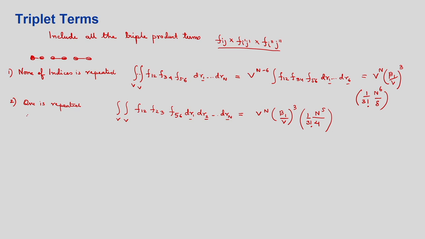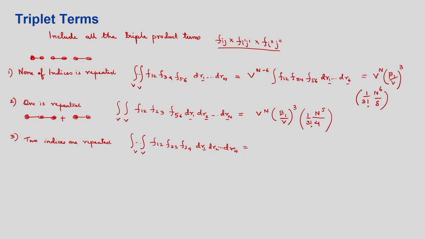So I can write down this expression as something like this in cluster function, plus, so this is one term plus, because these 3 are, why are they connected? Because 1, 2, 2, 3, they are common to each other, and F56 is separate, this one is repeated. Now here, let us write the third one, 2 is repeated, 2 indices are repeated. If 2 are repeated, then it will be something like this, F12, F23, F34. So 2 and 3 are repeated. Then you will have dr1, dr2 and drN.